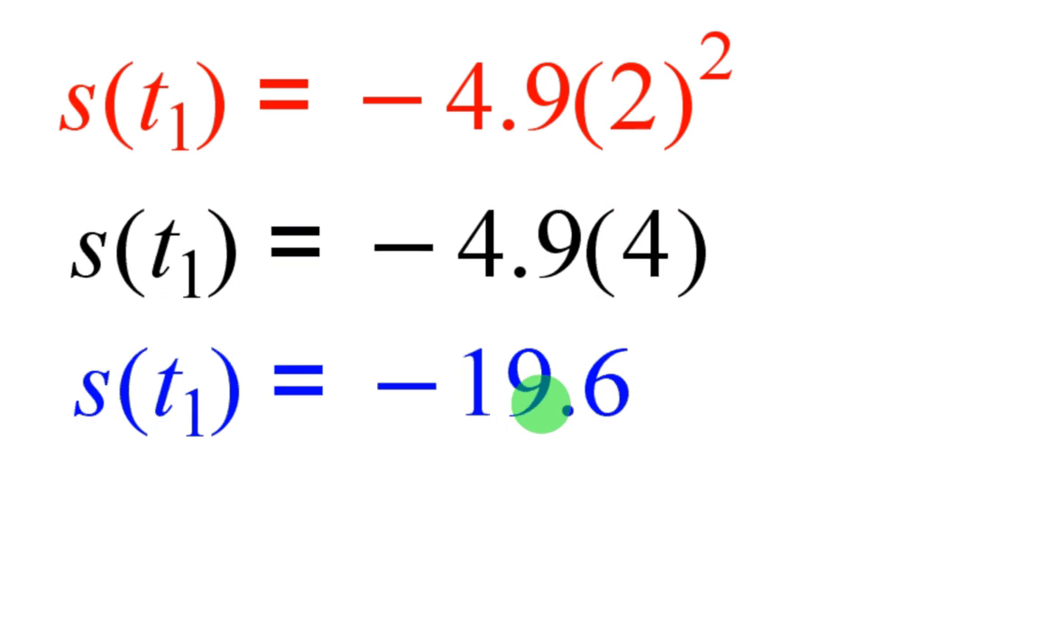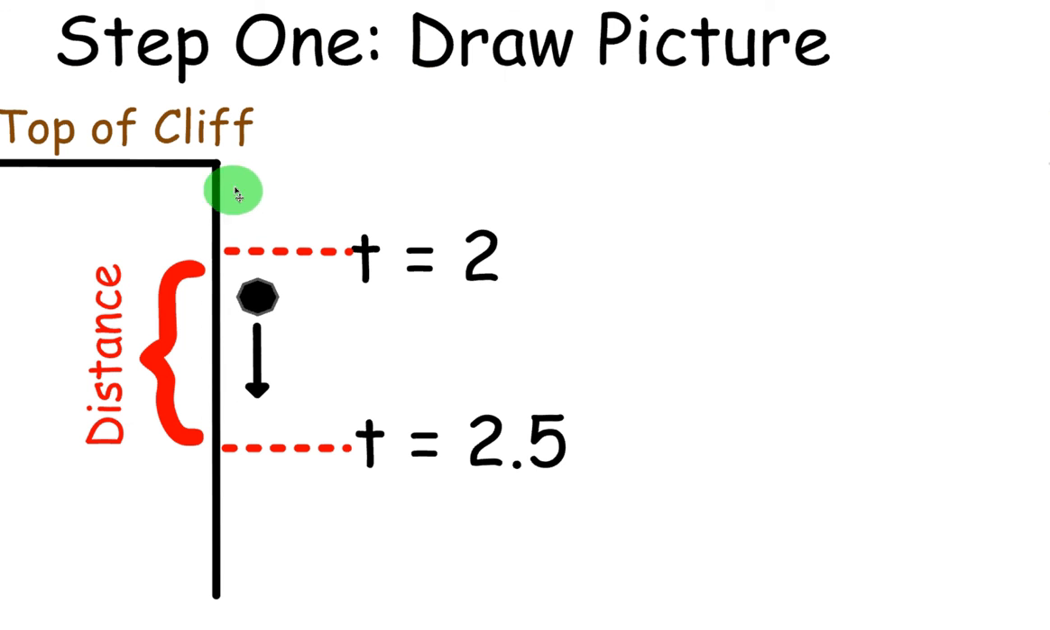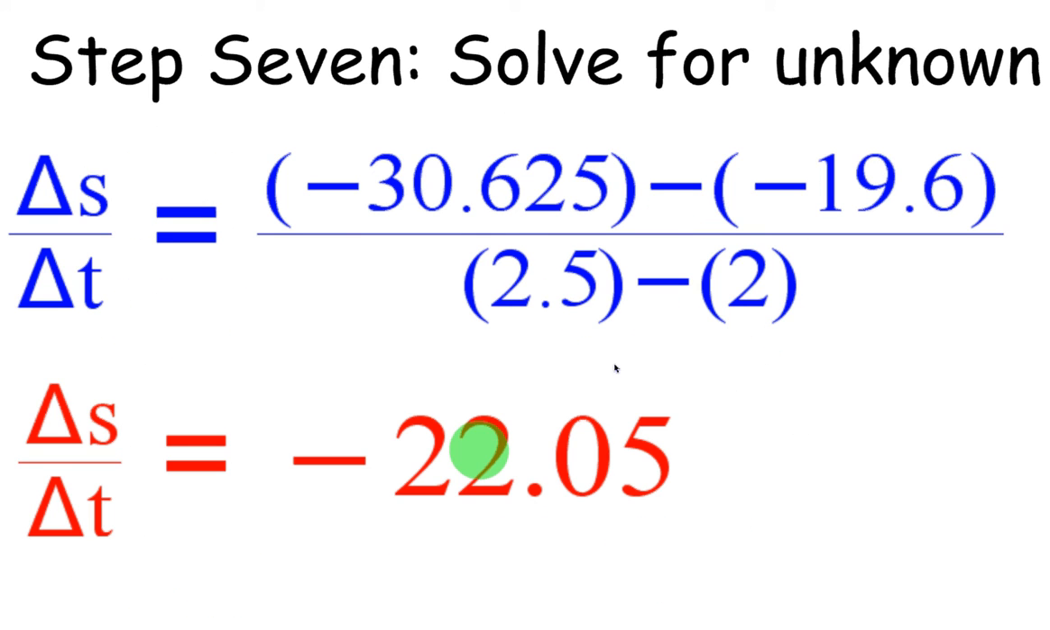All right, and then if we plug in our t2 value, we get negative 30.625, which means after t equals 2.5, it would have fallen about 30 feet. Okay, so we need to know that in order to figure out the average rate of change. Let's go ahead and do that now.